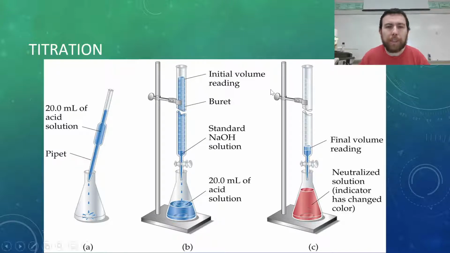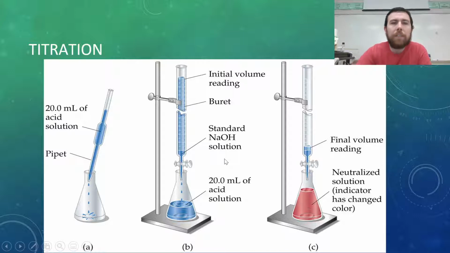To carry out a titration, after you've pipetted your acid into your Erlenmeyer flask, you're going to place your standard sodium hydroxide solution into a piece of glassware called a burette. A burette allows you to dispense very precise quantities of a solution at a time. The way it works is it has an opening and closing valve called a stopcock. That allows you to dispense the sodium hydroxide solution into the acid solution.